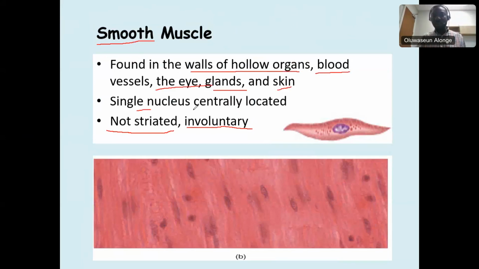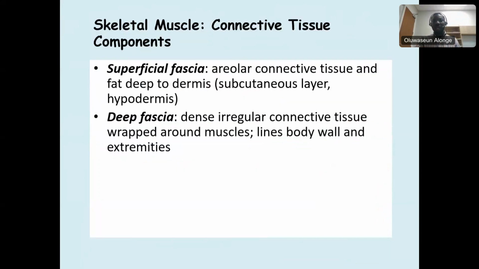They have a single centrally located nucleus. So smooth muscles and cardiac muscles have a single centrally located nucleus. Skeletal muscles have nuclei, meaning that they have more than one nucleus, and it's located on the peripheral, on the surface. Now, skeletal muscles also make what we call the fascias, and the fascia are simply muscles that are below the skin.